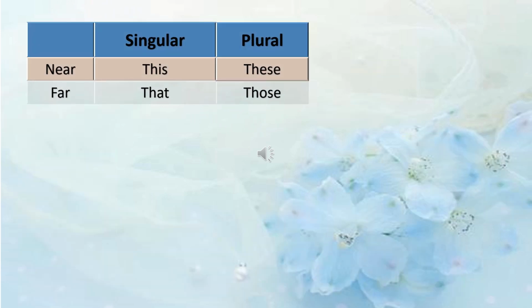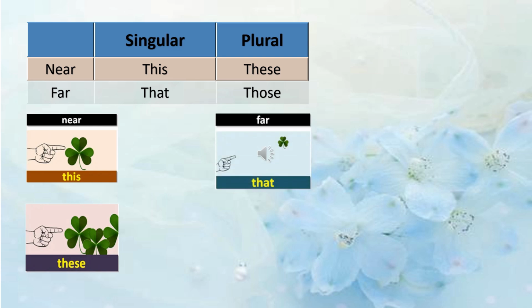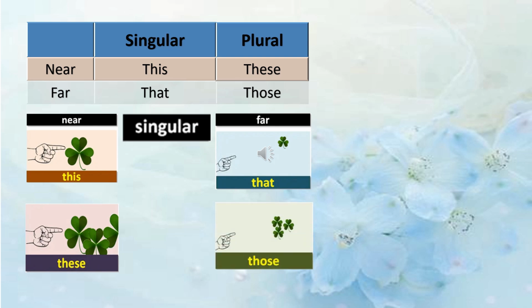The table categorizes demonstrative pronouns based on distance, near or far, and number, singular or plural. This, near plus singular, refers to one item close to the speaker. These, near plus plural, refers to multiple items close to the speaker. That, far plus singular, refers to one item far from the speaker. Those, far plus plural, refers to multiple items far from the speaker.